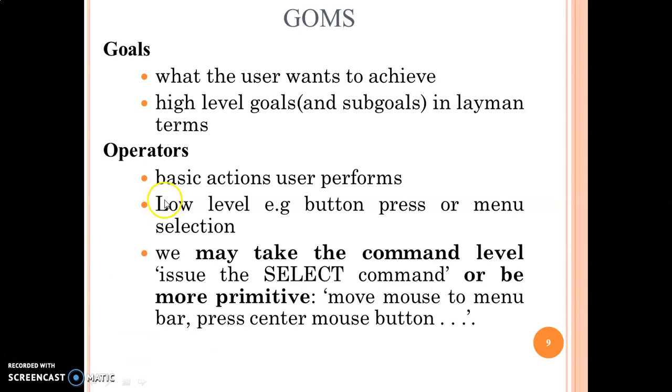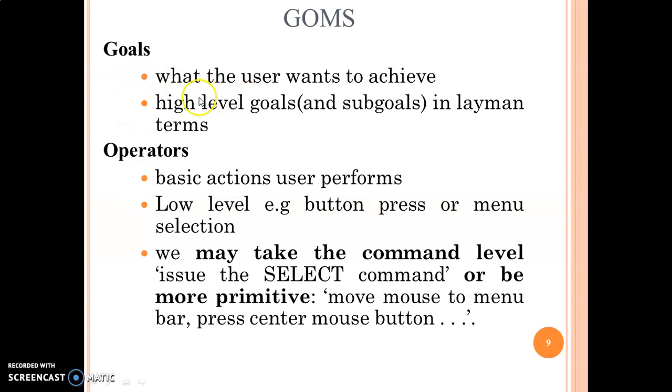What is a GOMS model? In GOMS model, it was actually a model of Card, Moran and Newell, who talked about goals, operators, methods and selection. A GOMS description consists of these four elements which predict the user's performance with a particular interface and can be used to filter particular design options.